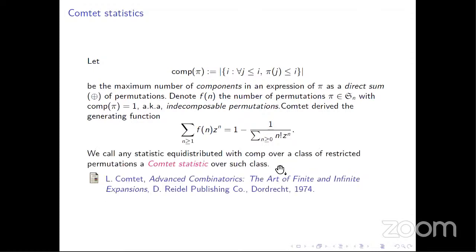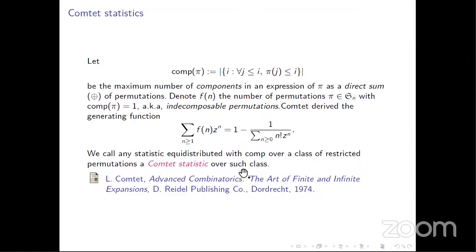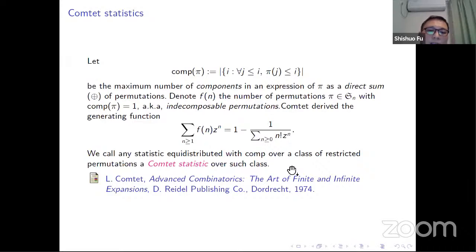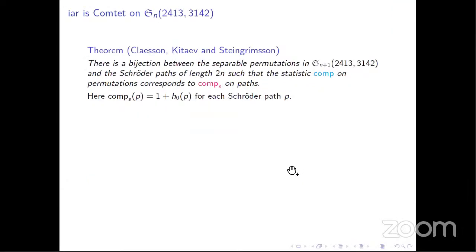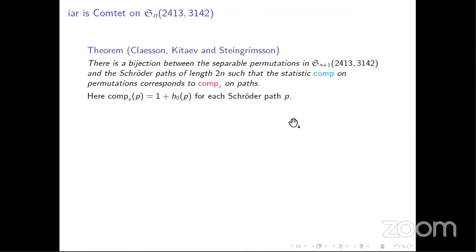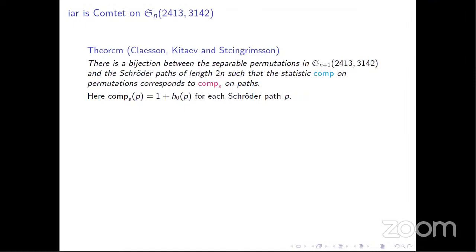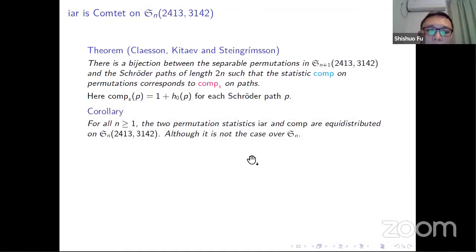That's why we call any statistic equidistributed with the component number a Comtet statistic, just like when we name Eulerian statistic and Mahonian statistic. Okay, so by a previous result, this component statistic on the permutations corresponds to the components on the Schröder path, and components on the path turns out to be precisely the number of hills plus 1 on the shorter path. That's convenient for us because we already know the number of hills on the shorter path corresponds to the IAR, the initial ascending run number, on the separable permutation according to our results.